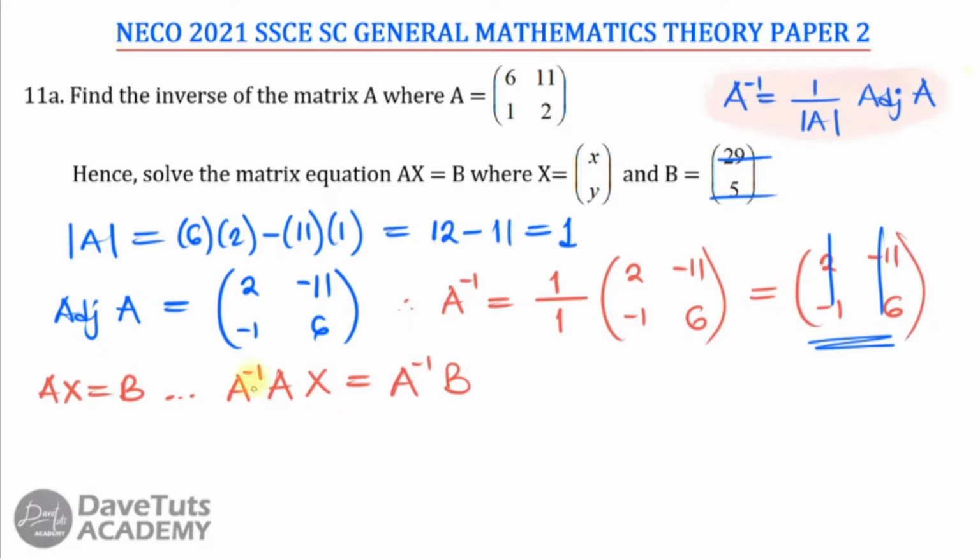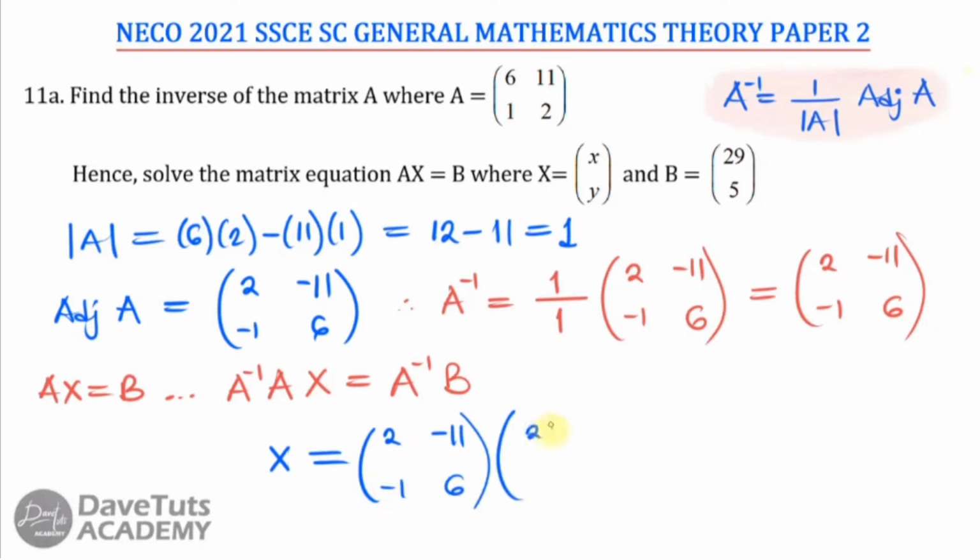And since we are doing that, for this particular question, A inverse multiplied by A, as I already said, is the identity matrix I, which is just like 1. So here I can say X is just going to be A inverse, which is what we just got here as 2, minus 11, minus 1 and 6, and then B, which was given to us as 29 and 5. So what we have here is to multiply this out in such a way that it gives us the value of X. We multiply the row by the column, first row with the column, and then second row also with the column.